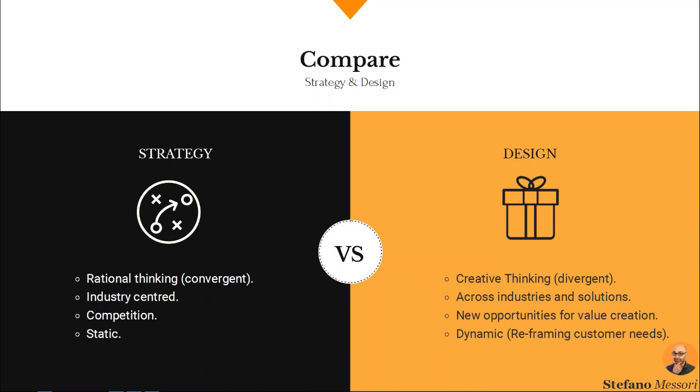So instead of converging, open up to possibilities where you start to look at what is going on in other industries and try to say how that can be replicated, or is there some value in the model that the other industries are taking that I can use in my own industry. And the last few things, just to finish this comparison, is that we have new opportunities for value creation rather than focusing on competition head to head. We rather want to be creative in creating new opportunities for our final user. And design is dynamic, requires that reframing for the customer needs.